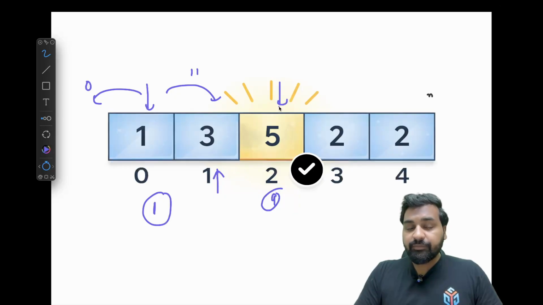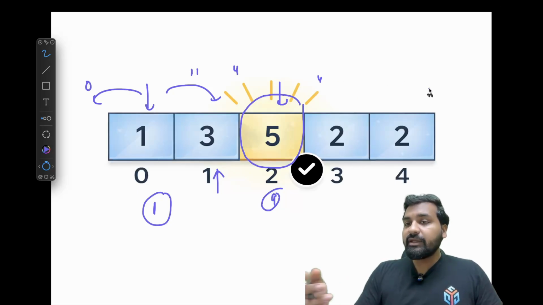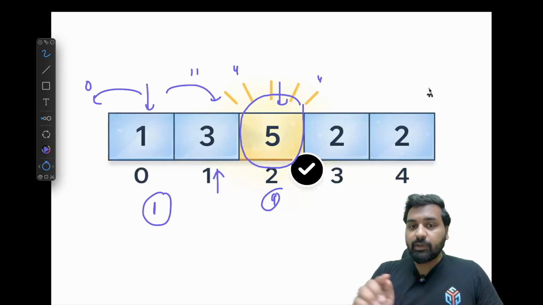Then we come to 5. On the left side, 3 plus 1, which is 4. On the right side, 2 plus 2, which is 4. So we found our equilibrium index. There can be many equilibrium indexes, and as we move forward we can find them. But in this question, we have to find only one equilibrium index. So this is the brute force approach that I am talking about.